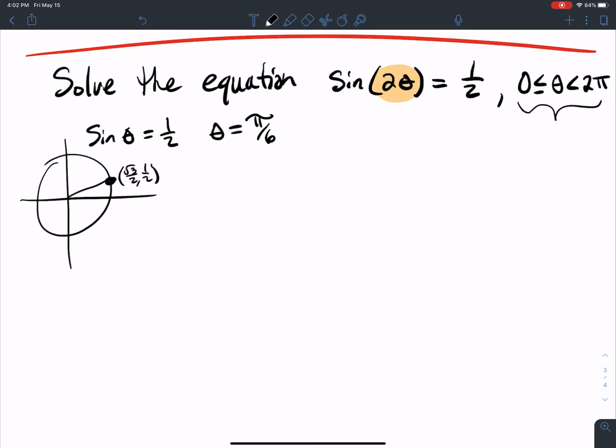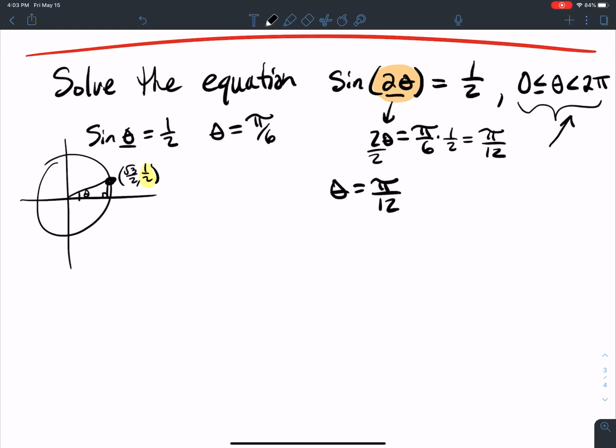Sine theta is your y value right there, okay? However, this is not sine of theta. It's sine of 2 theta, okay? So what I need to do is make 2 theta equal to pi over 6. So how do I do that? Well, I just divide both sides by 2 or multiply by 1/2, and I get pi over 12. So theta equals pi over 12. That's in the interval here, all right?